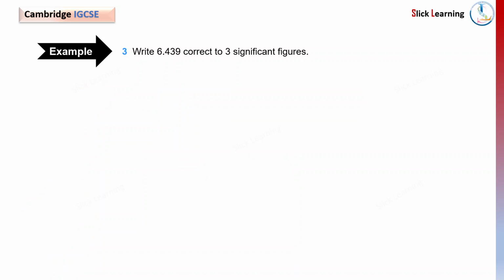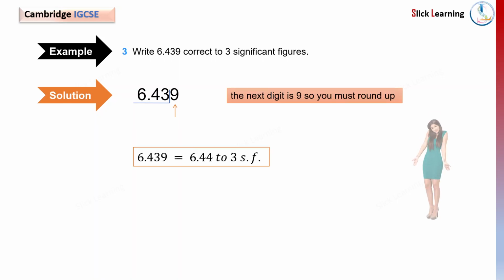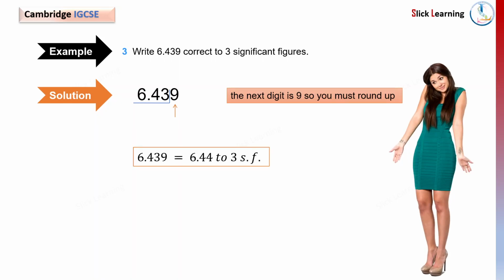Let's move on. Here again we have 4 significant figures, but we have to round it up to only 3 significant figures. So we will count up to 6.43, but after 3 the digit is 9, which is greater than 5. So obviously we have to add 1 to 3, and that's going to be 6.44. That is up to 3 significant figures.